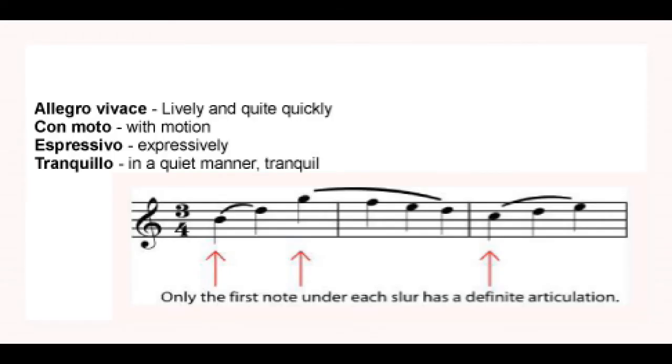Here are the musical terms to memorize for this week. Allegro vivace, lively and quite quickly. Con moto, with motion. Espressivo, expressively. Tranquillo, in a quiet manner.